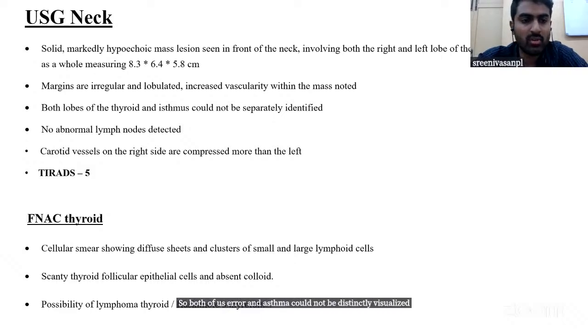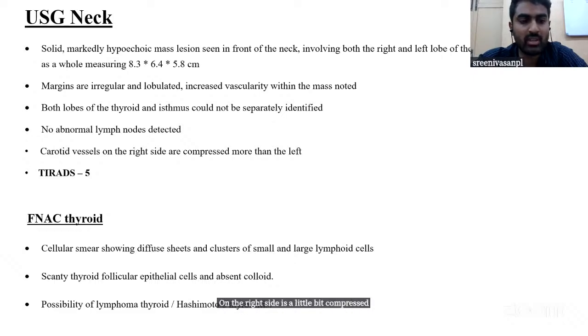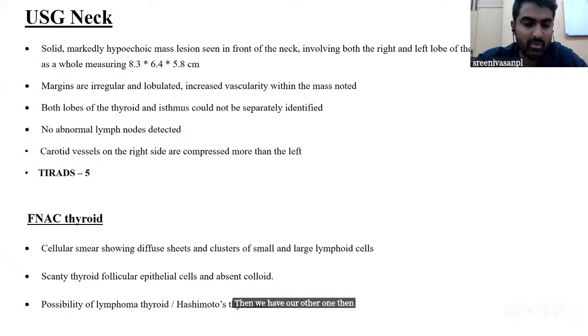So ultrasound also revealed that there were no abnormal lymph nodes. The carotid vessels, on the right side compared to the left side, were a little bit compressed. Overall, it was of thyroid TI-RADS grading. Then we went for an FNAC of the thyroid, which showed a cellular smear showing diffuse sheets and clusters of both small and large lymphoid cells with scanty thyroid follicular epithelial cells and absent colloid. So the FNAC raised the possibility of lymphoma of the thyroid or Hashimoto's thyroiditis.